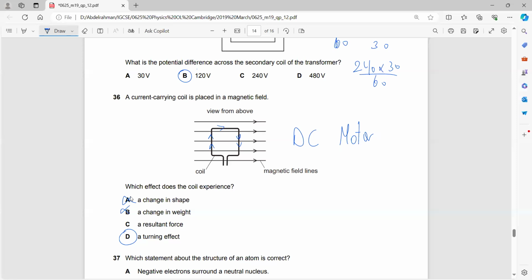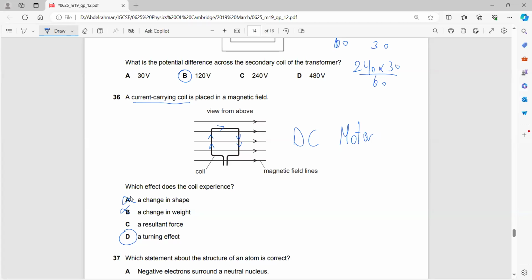Okay, how do we know it's a DC motor? It's a DC motor because there's a current passing in the coil. When you say it's a current carrying coil, what does this mean? It means that it is a DC motor, that there will be some sort of motion. But since it's a coil, this motion will cause a rotation, not just any force. It wouldn't just move upwards or downwards. It would cause a rotation.